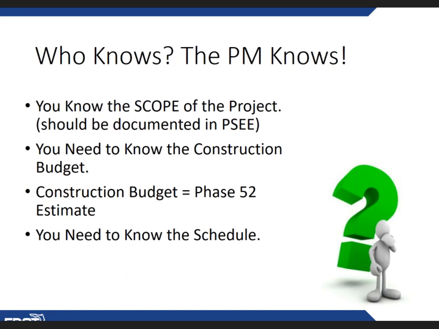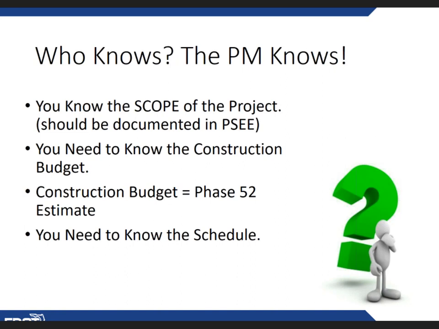Now, if you don't know, the construction budget is the Phase 52 estimate. We have our projects in phases, but the one you need to be concerned about as far as the price is Phase 52. The other thing is you need to know the schedule, and you work your schedule. For some of these phases, it might be advisable to put the estimates in your official schedule.